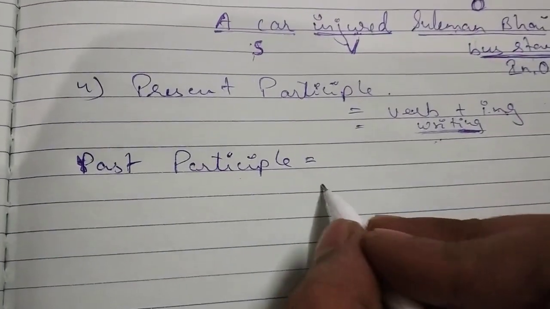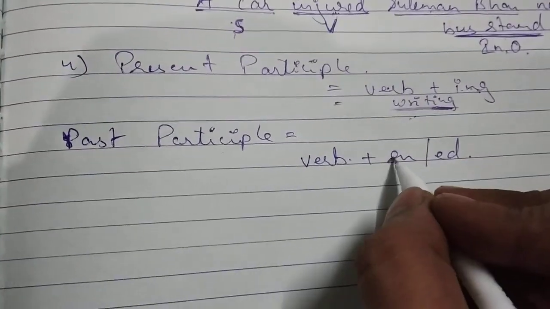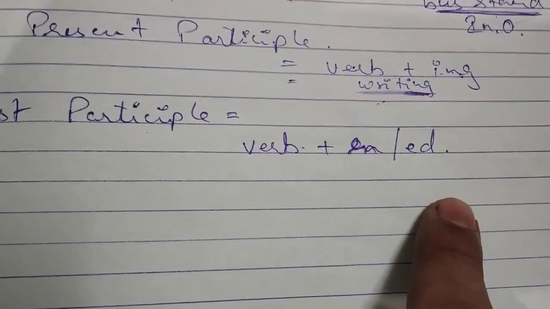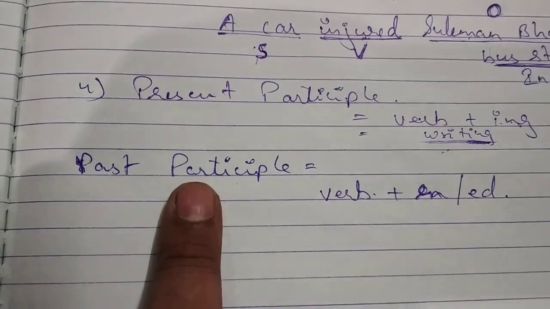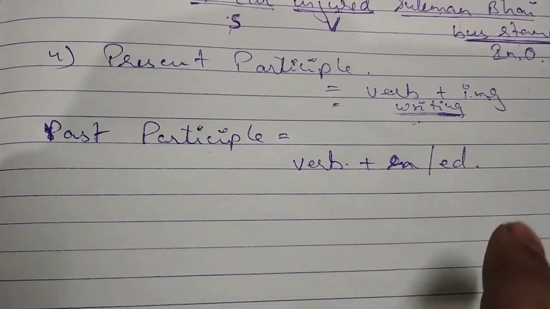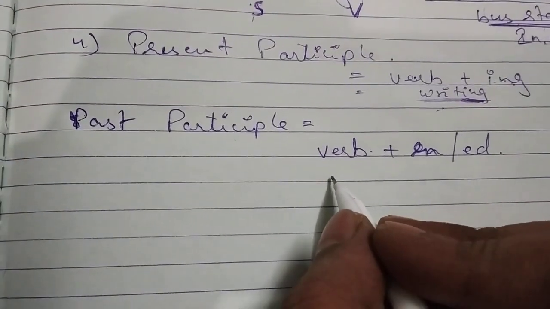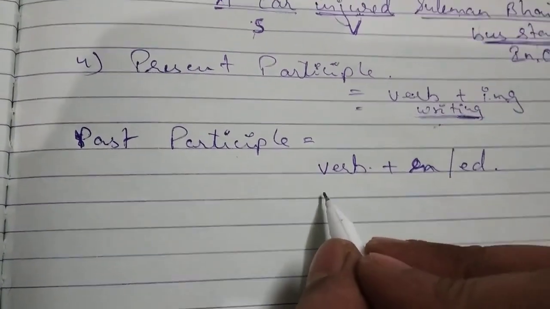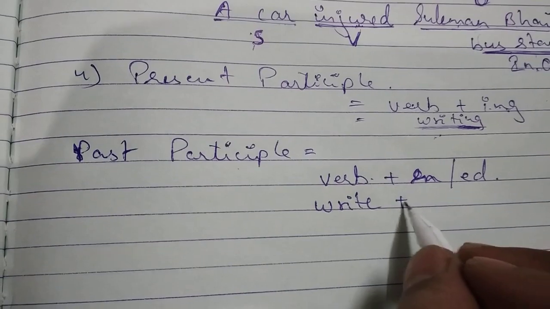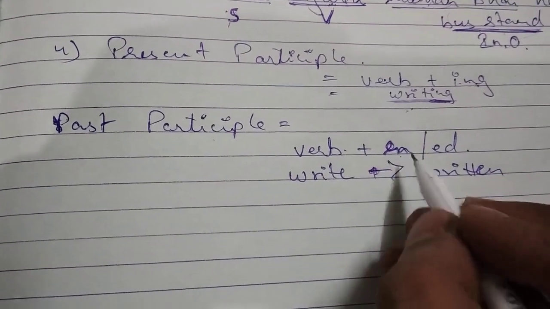In the same way, there is the past participle. Now what is past participle? Past participle means verb plus en or ed. Generally, en or ed is added to the verb to make it past participle. But that is not all, because there are a few verbs in which past participle is formed without en or ed also. Let me give you examples. Write: its past participle will be written. See, en is added.